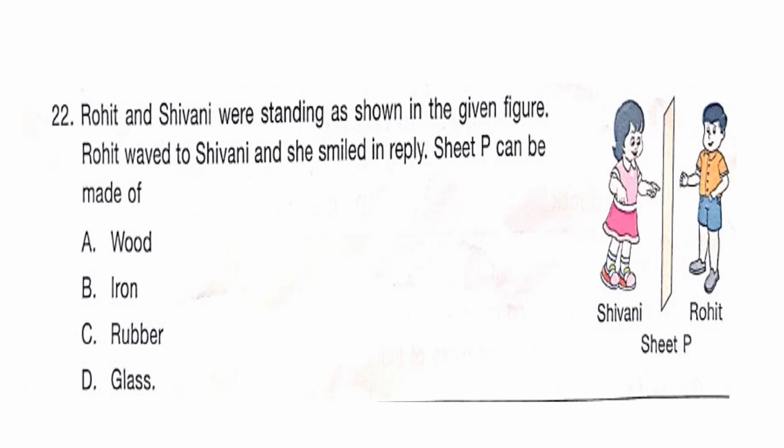Question number 22. Rohit and Shivani were standing as shown in the given figure. Rohit waved to Shivani and she smiled in reply. Sheet P can be made of option A, wood, B, iron, C, rubber, D, glass. When Shivani replied and smiled, that means this is a transparent sheet. They can see each other. So answer is option D, glass. Glass is transparent while wood, iron and rubber are not transparent. They cannot see through these objects.